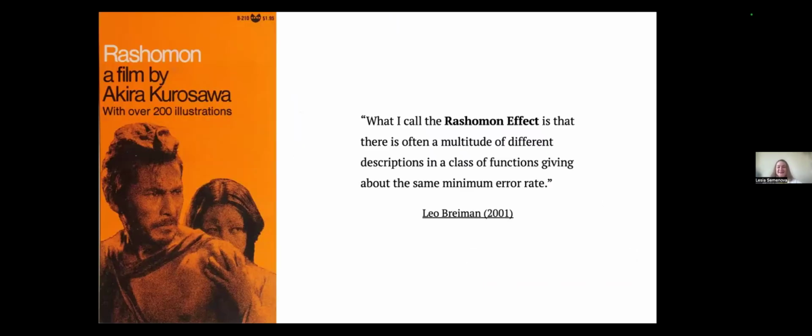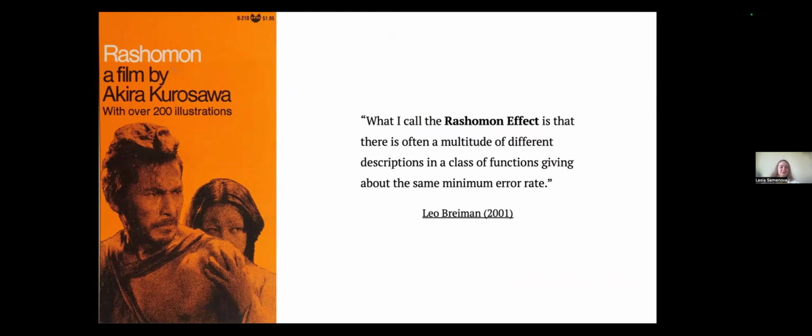So in 1950, Akira Kurosawa made the movie Rashomon, and it revolved around four characters. They relived the same tragic event, and then later they were asked in court what actually happened. And all of them gave very different, even contradictory statements.